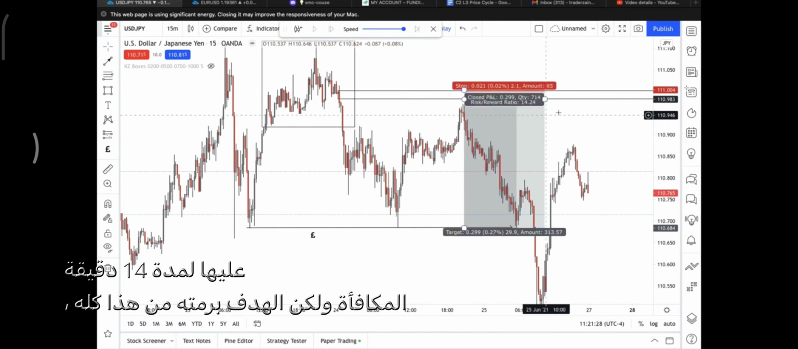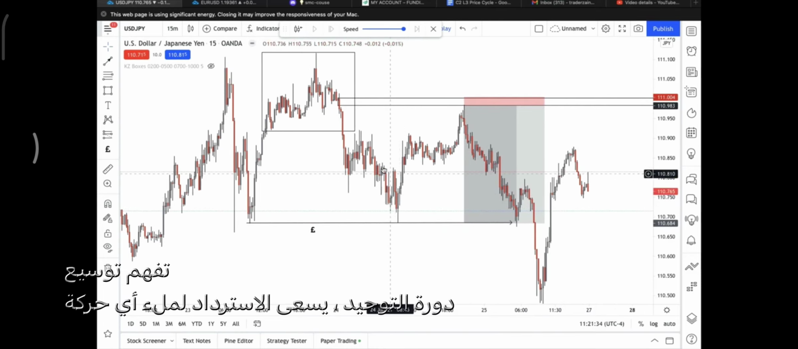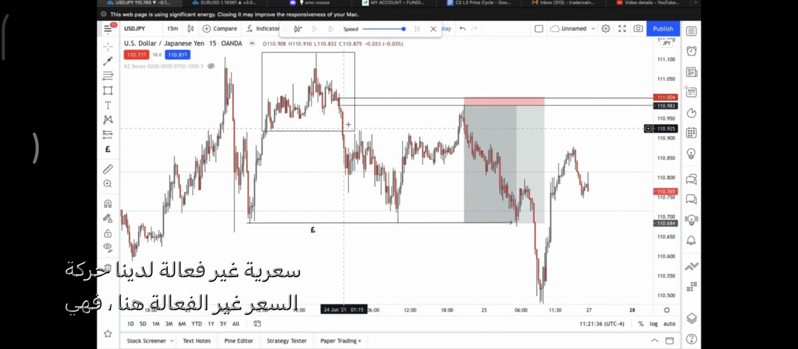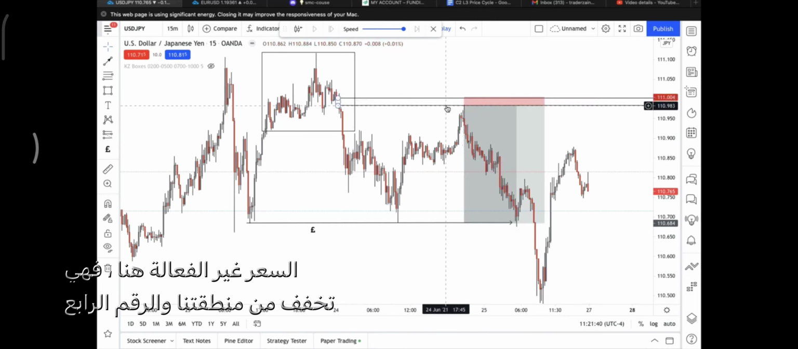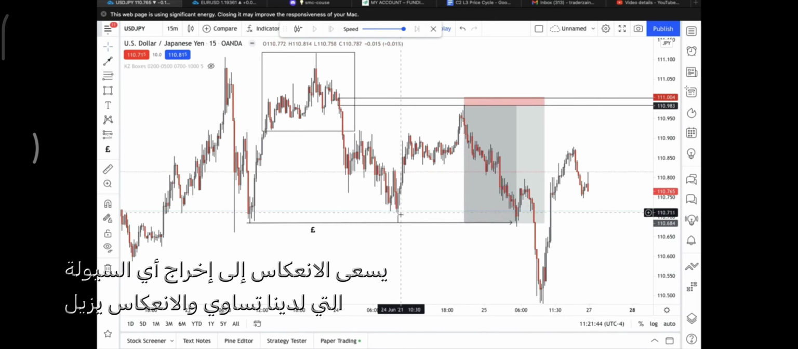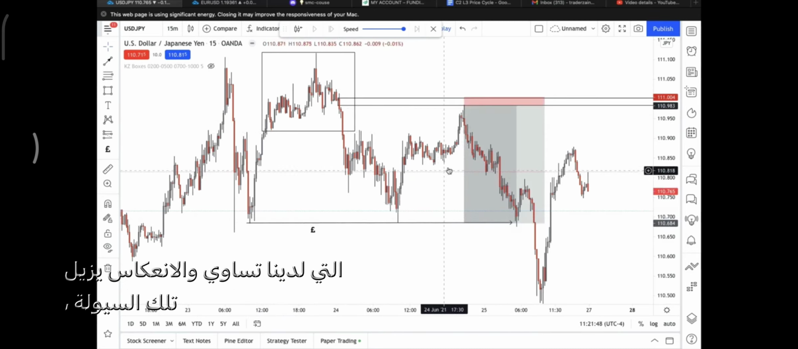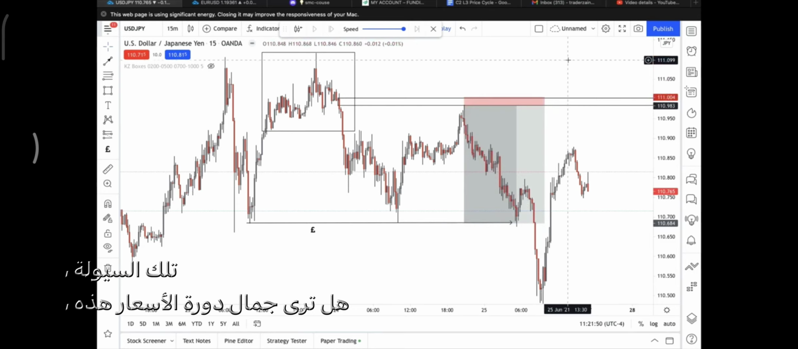But the whole point of this, I want you to understand the cycle: consolidation, expansion. The retracement seeks to fill in any inefficient price action. We have that inefficient price action here. It mitigates our zone. And number 4, the reversal seeks to take out any liquidity. We have equal lows, and the reversal takes out that liquidity. Do you see the beauty of this price cycle?